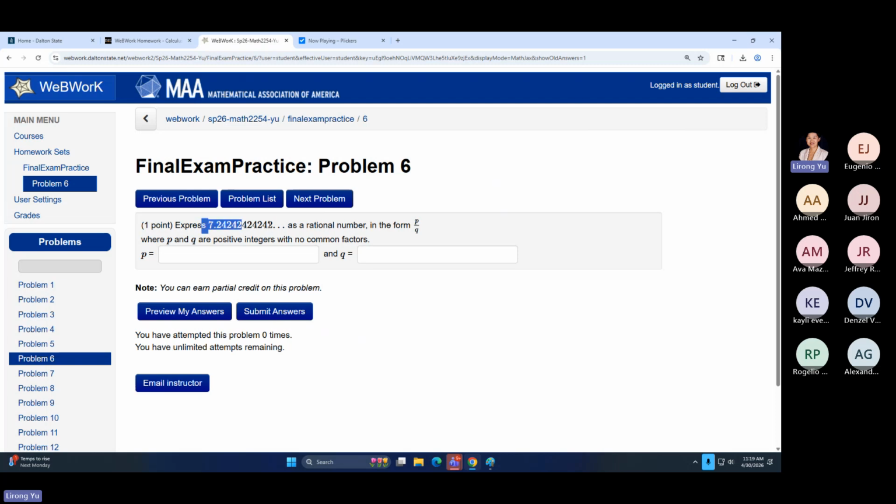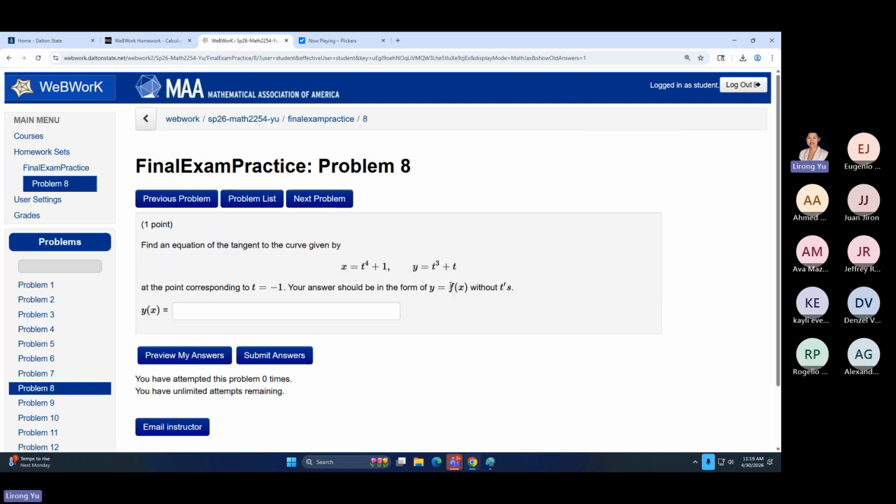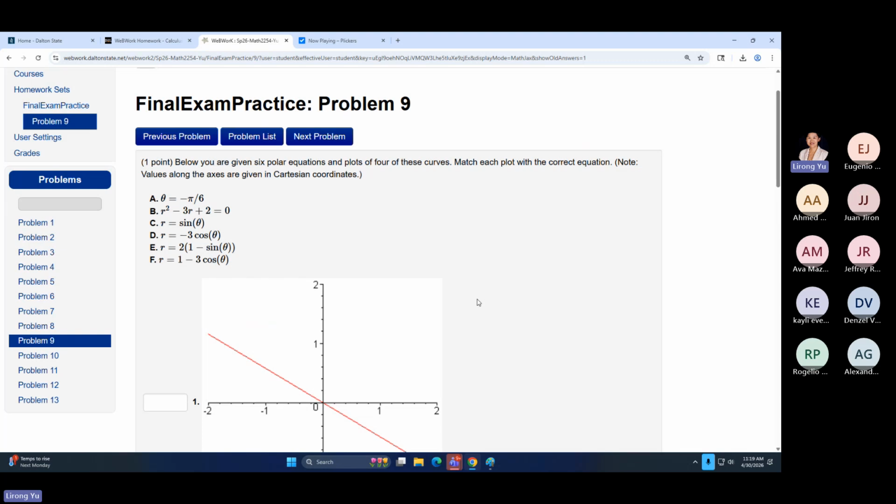And then I feel like this one was a little particular, so that's why I added a few infinite sum questions. And that'll be questions 11, 12, and 13. Question 7 is Taylor series. Question 8 is equation of the tangent line for a parametric equation. That was a question on the exam. You probably remember that. And this is a question for the polar curve.